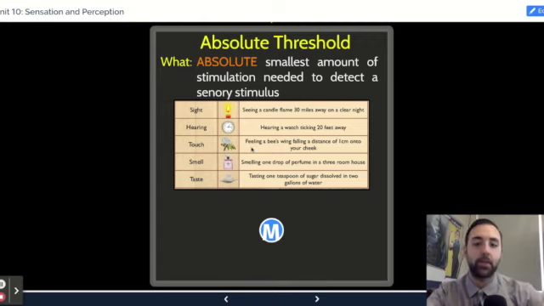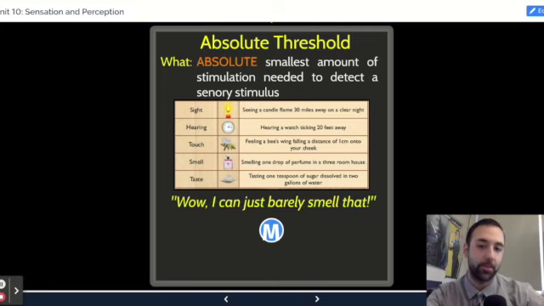For example, if you look here at the table, which you don't necessarily have to copy down, but I think it's useful to see, you typically can see a candle from 30 miles away on a clear night, a single candle 30 miles away. But that is just the absolute bare minimum. If that candle was 35 miles away, you almost assuredly would be unable to see it because at that point it would not reach your minimal absolute threshold.